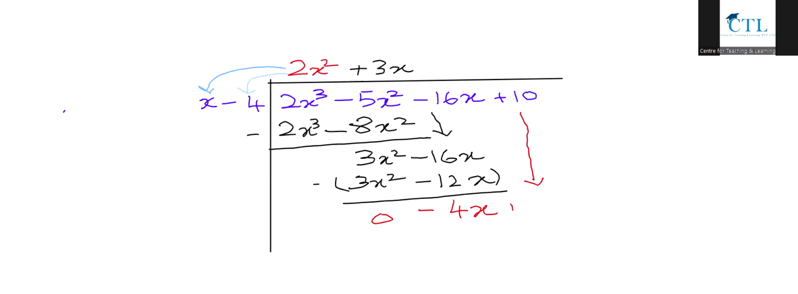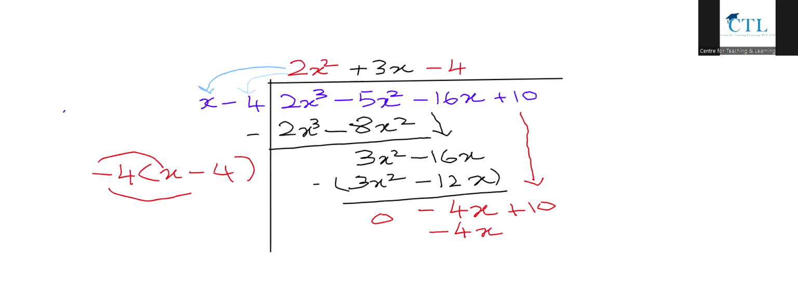Right. Okay, do the same thing. Minus 4x divided by x. X cancels off, so you get minus 4, right? How did I get minus 4? This is what happened. Right, minus 4. Now time to multiply minus 4 with the x minus 4. So careful with the signs. Minus 4x. Minus times minus is plus 16.